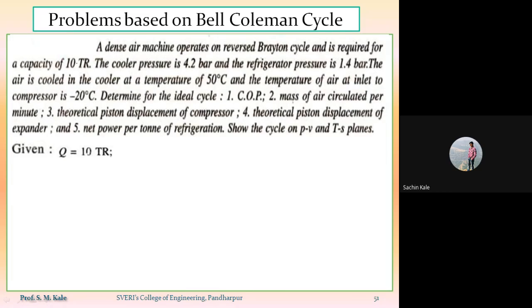What is the capacity in the given data? Capacity means the amount of heat absorption that the system can have. That is nothing but 10 TR. Here two pressures they have mentioned. Cooler pressure 4.2 bar and refrigerator pressure 1.4 bar. Cooler pressure means higher pressure, so P2 is equal to P3, which is equal to 4.2 bar. Refrigerator pressure means lower pressure, that is P1 is equal to P4, which is 1.4 bar.